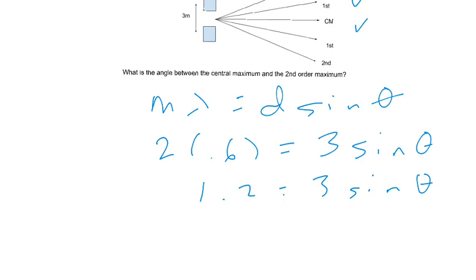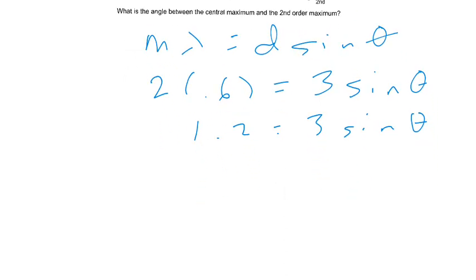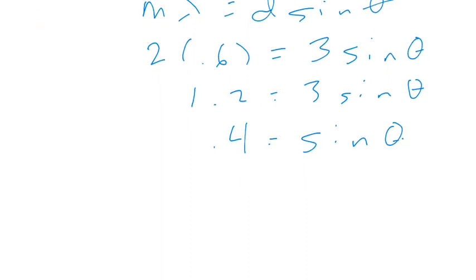Then divide by the 3, and that would give us 0.4 is sine theta. And then do inverse sine and end up with theta is 23.6 degrees.